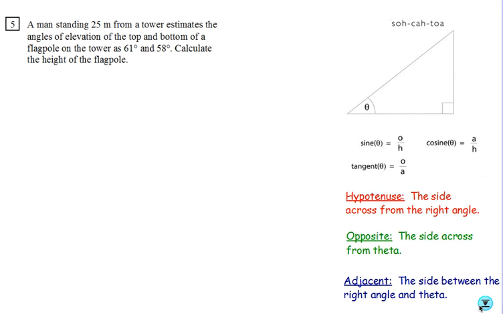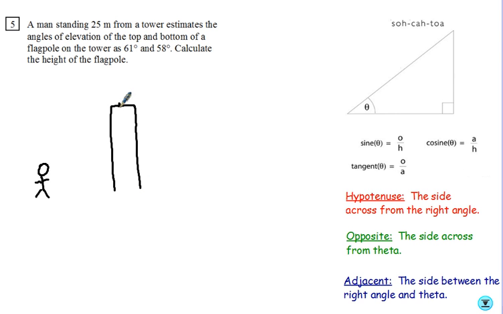So number 5 says a man standing 25 meters from a tower estimates the angle of elevation. Well, let me stop right there and start with my sketch here. So we have some person here, and they're looking up at some building. And what it says is that when they look up at the building, there's an angle of elevation.